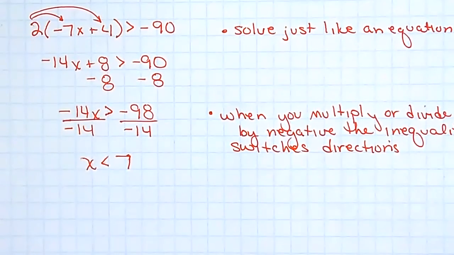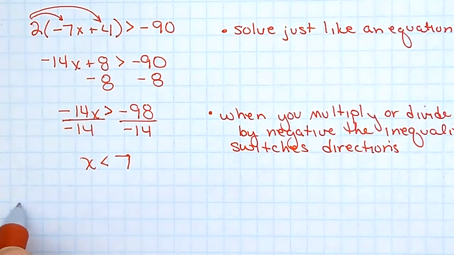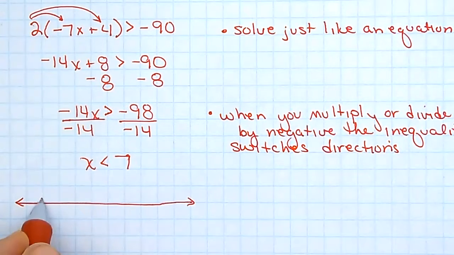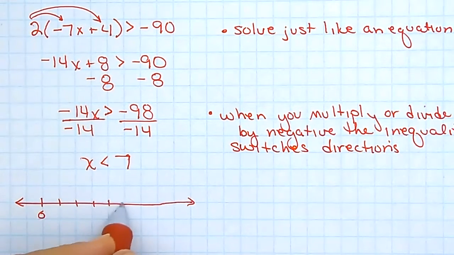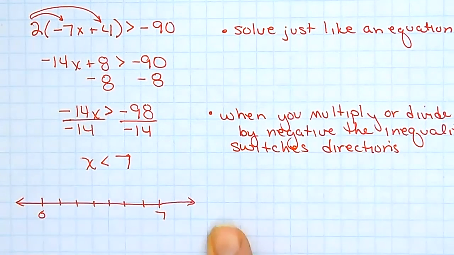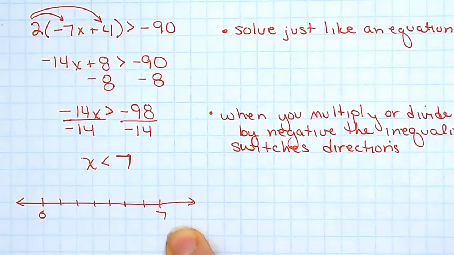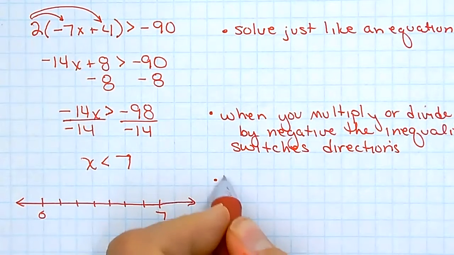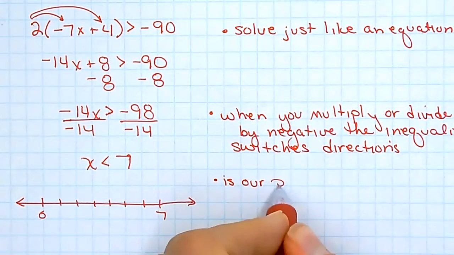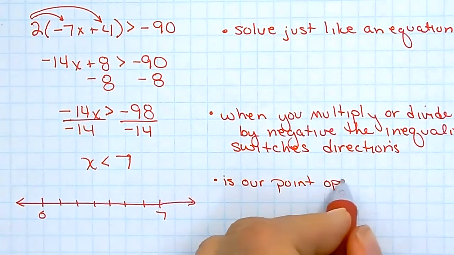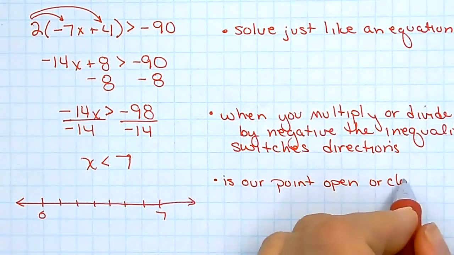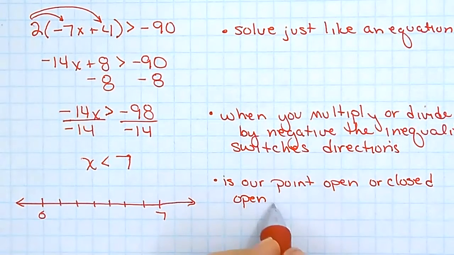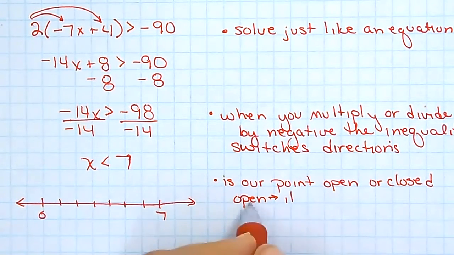Now we need to graph our solution. So we're going to make a number line and have 0, 1, 2, 3, 4, 5, 6, 7. So 7 is going to be where our boundary point is. And so we needed to make a decision. At our boundary point, is our point open or closed? Open means it is not a solution.